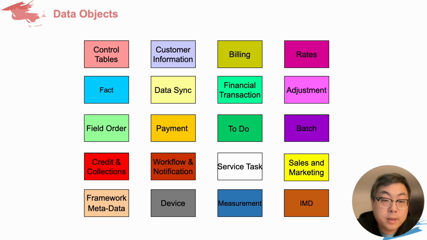Credit and collection, workflow and notification. Service task. Service task is quite often used with the field activities because they are more like a work item. They can be scheduled. So if your project is mainly focused on billing, then you probably don't see this very often. If it's more around field activity integration, you will see this object.